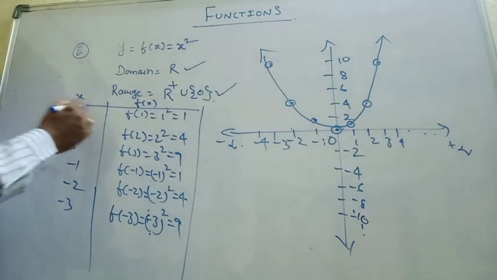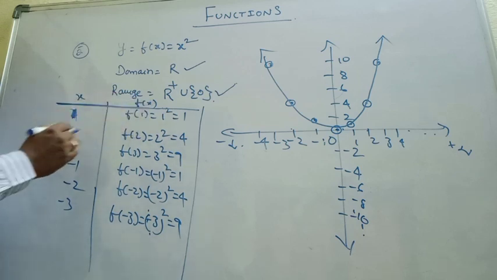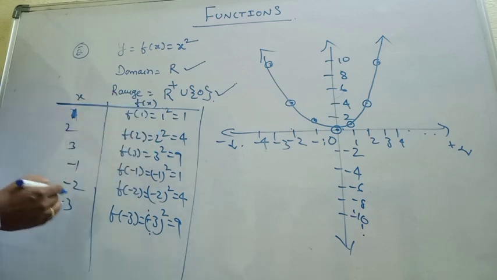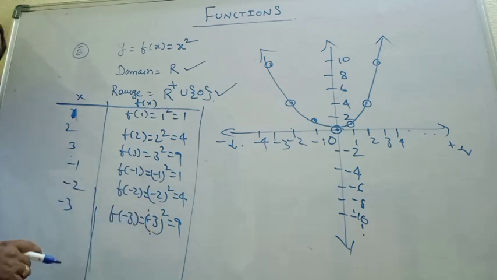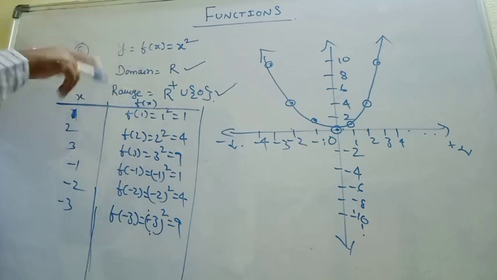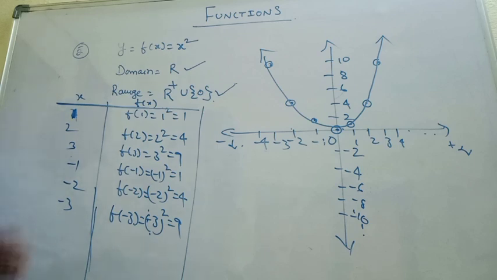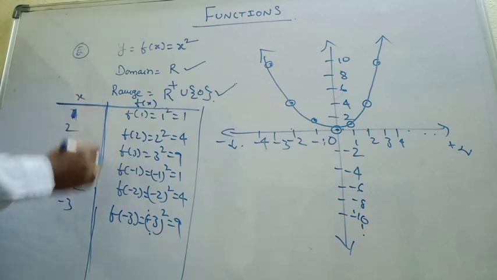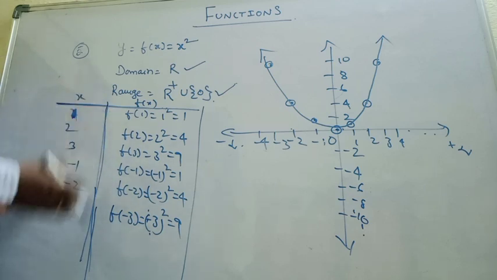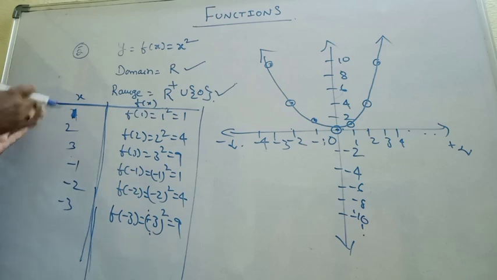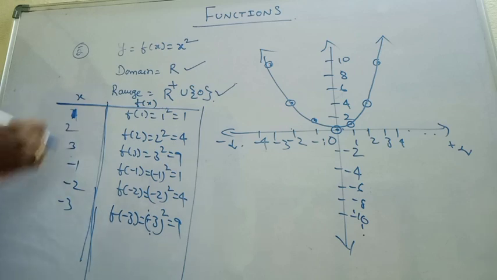How will you draw the graph? You take x values and f of x values, and you will get the points 1, 1, 2, 4, 3, 9, -1, 1, -2, 4, -3, 9. If you take the table of values and join them like this, you will get the graph of the function. Hereafter, whenever I draw a graph, we will take a table of values like this and draw. Every time I may not take a table of values; you can take some different values of its domain. For this example, I am taking the table of values.